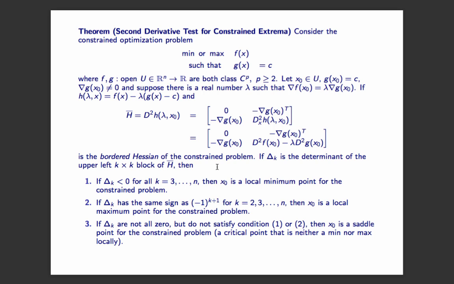And if all of my determinants of these upper left k by k blocks are negative for 3 and on, then I would have a local minimum of the constraint problem.